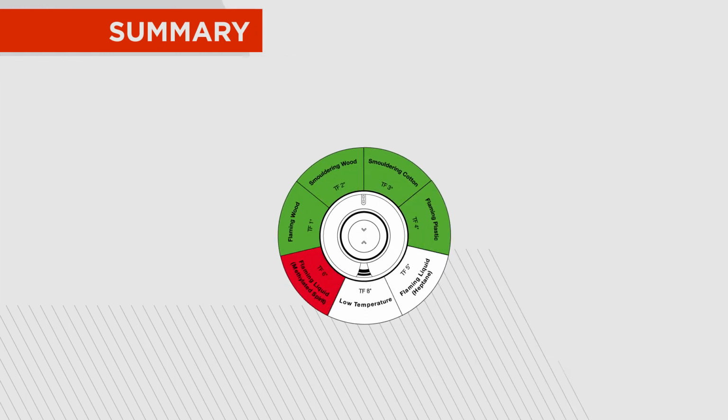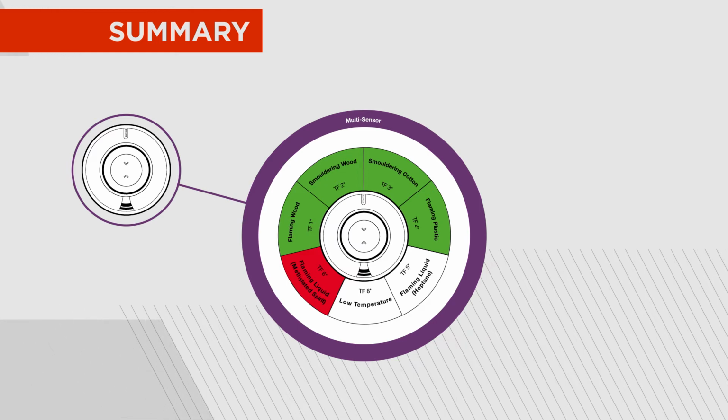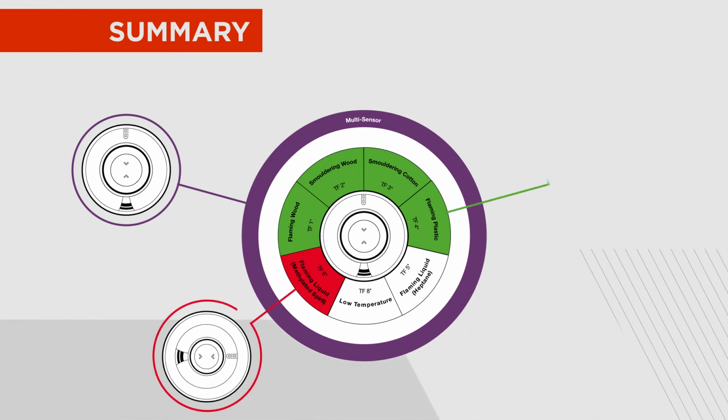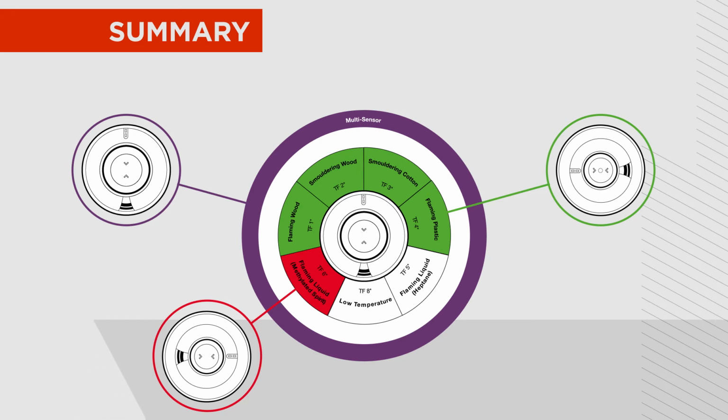To summarize, our multi-sensor fire alarm provides the best detection for all fire types. However, if you are fitting separate heat and optical alarms, these are best suited to certain fire types, and therefore best placed in specific rooms for earliest detection.